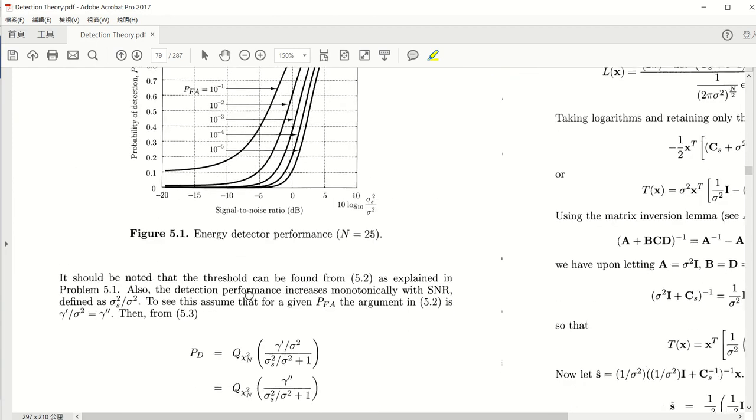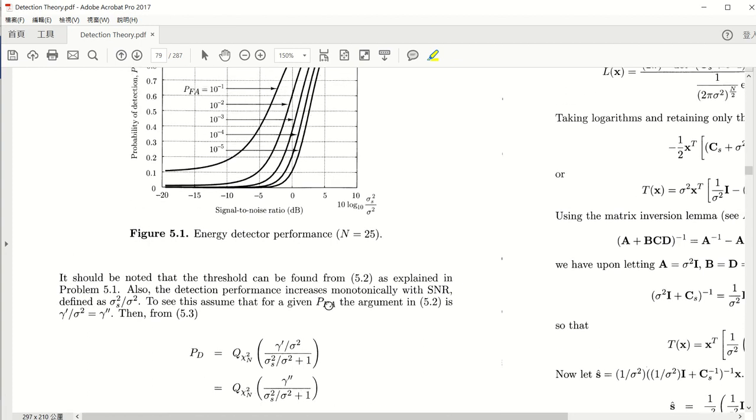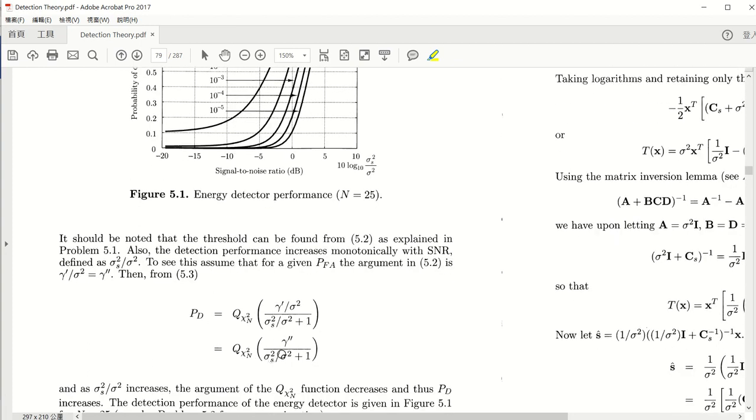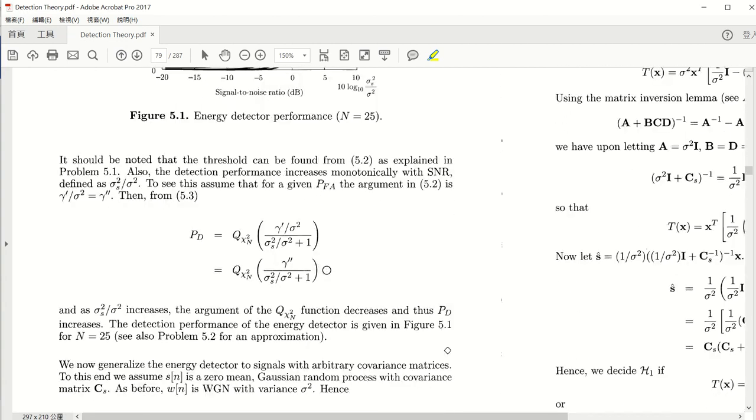Also, the detection performance increases monotonically with SNR. That is also reasonable, and SNR is defined as sigma s square over sigma square. To see this, we assume that for a given PFA, the argument in 5.2 is like this. We change the variable again, then you do some reformulations and you get PD equal to something like this. Then of course you get PD as a function of sigma s square over sigma square, and you get this plot.